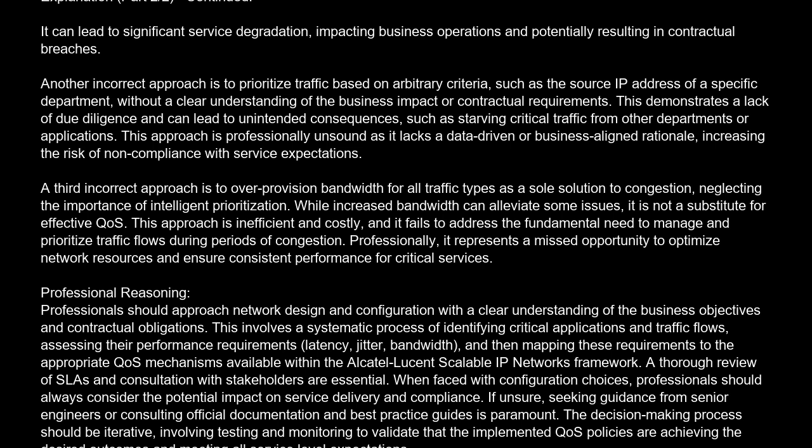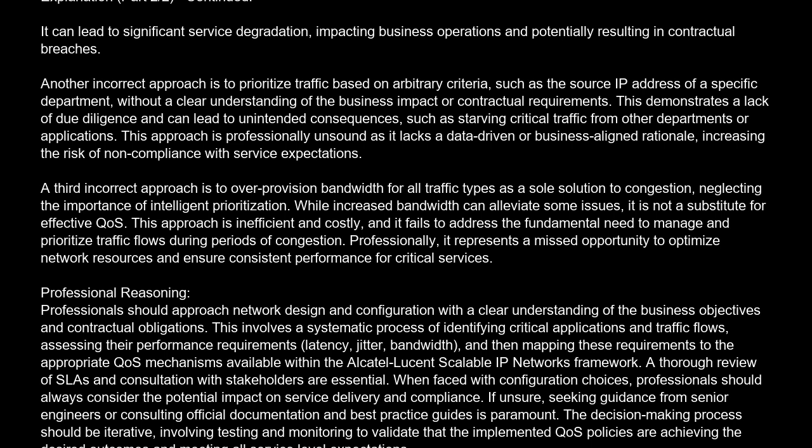services. Professional reasoning. Professionals should approach network design and configuration with a clear understanding of the business objectives and contractual obligations. This involves a systematic process of identifying critical applications and traffic flows, assessing their performance requirements, latency, jitter, bandwidth, and then mapping these requirements to the appropriate CoS mechanisms available within the Alcatel Lucent Scalable IP Networks framework.